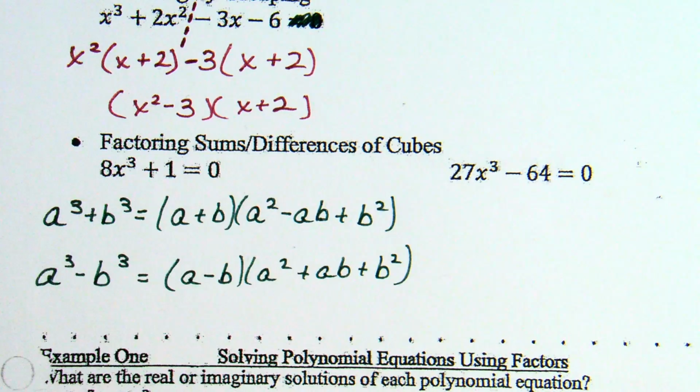Again, I'm just worried about getting the factoring figured out. So, let's try and factor 27x cubed minus 64.